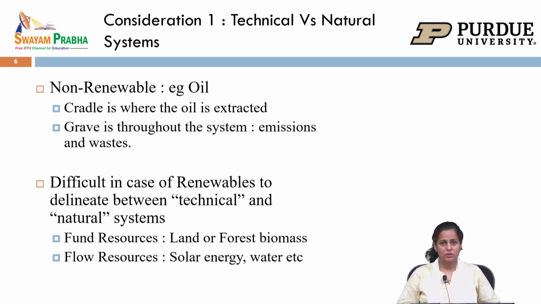The treatment of these two in the product life cycle is a little different, because fund resources continue to be used for a longer period of time. So there is a temporal variation aspect in consideration of those resources. But if you have a flow resource, it is being consumed mostly in the time duration of the manufacturing of the product. Hence, it does not have that much temporal variation as compared to the fund resources in consideration for the product life cycle.